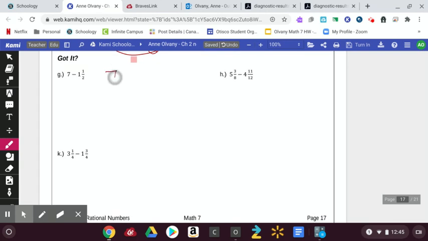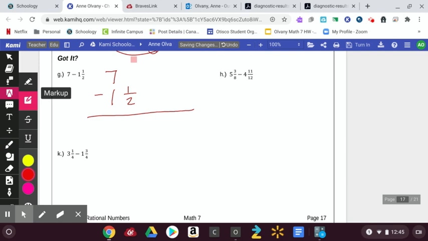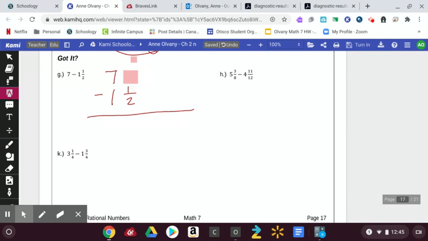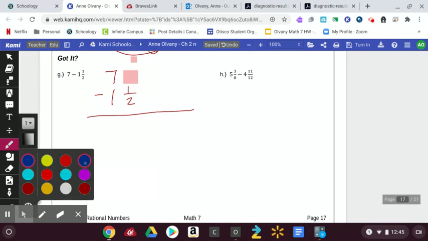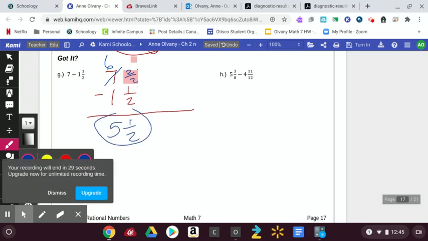Letter G, whole number 7 minus 1/2. Notice that I do not have a number here. Oh, that's where that little box came from. So I'm going to borrow from the 7 and put 2 halves here. So I have a total of 7, 6 and 2 halves. 2 minus 1 is 1, and 6 minus 1 is 5. This one's 5 and 1/2.